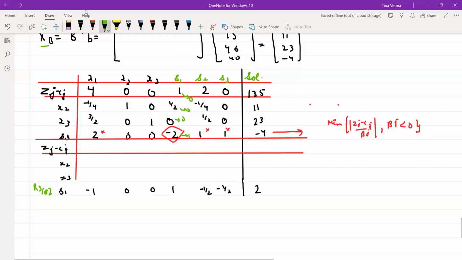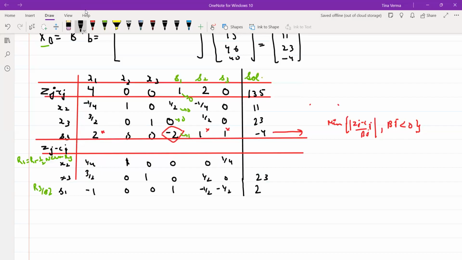And again, you will apply your row transformation on this. That will be R2, R2 minus your. This is already 0, so we need not do this operation. This is 3 by 2, 0, 1, 0, half, 0, and this is 23. And you have to apply your row transformation to make this as 0. So R1 will be your R1 minus half times your R3, right? So what will it become? This entry is 1 by 4. If you will apply, this is 1, this is 0, 0, 0, this will become 1 by 4, 10.